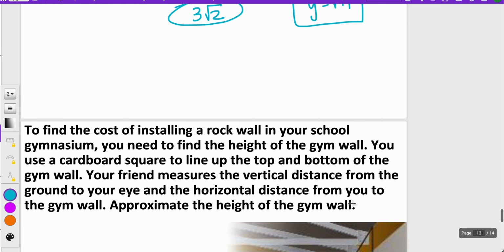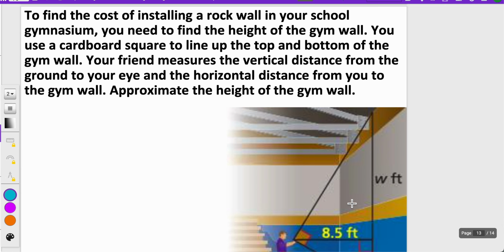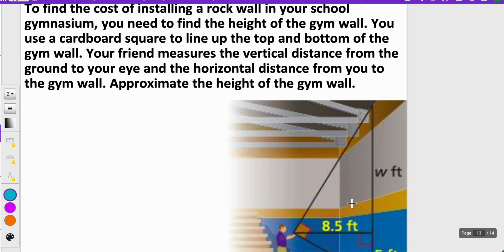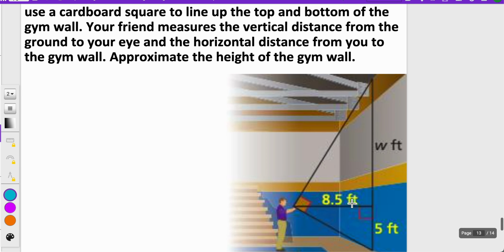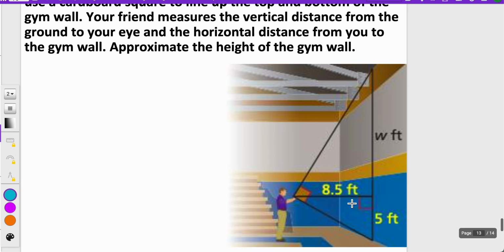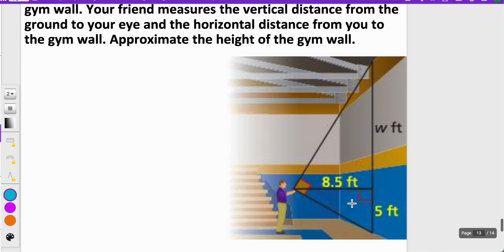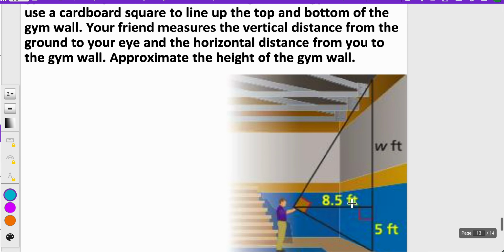Okay? And then last one, to find the cost of installing a rock wall in your school gymnasium, you need to find the height of the gym wall. You use a cardboard box or cardboard square to line up the top and the bottom, essentially showing this picture here. Approximate the height of the gym wall.